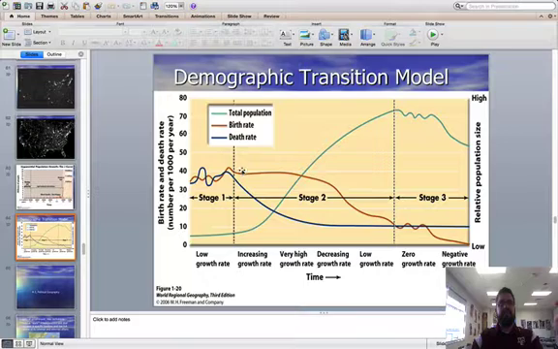But the birth rate stays pretty high because this is a cultural thing. It takes longer for the culture to change over time. So the birth rate stays really high. And so all of this area in between the death rate and the birth rate, this is all growth. And so this is why this line is shooting up, the population line, because of this gap here.